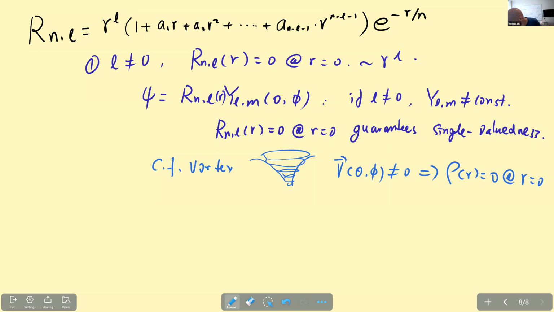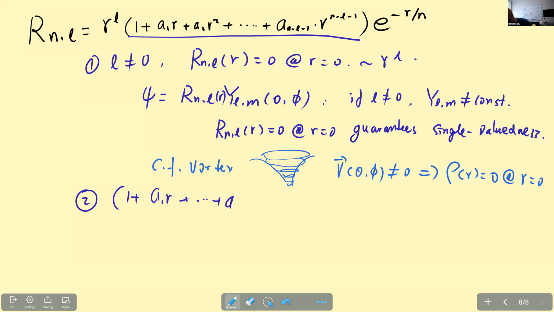And secondly, if you look at this part, 1 plus a1 r plus so on and so forth plus a_{n-l-1} times r to the power n minus l minus 1, it actually has exactly n minus l minus 1 roots. So this is also a feature.